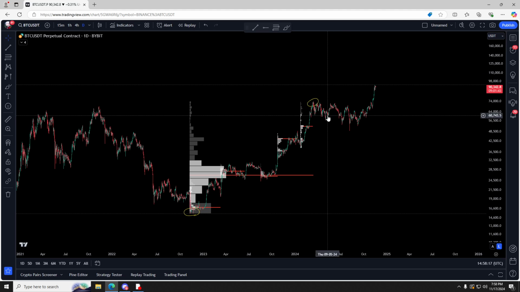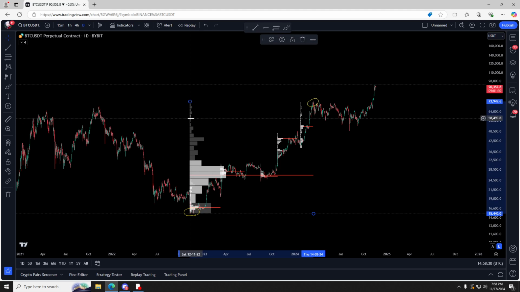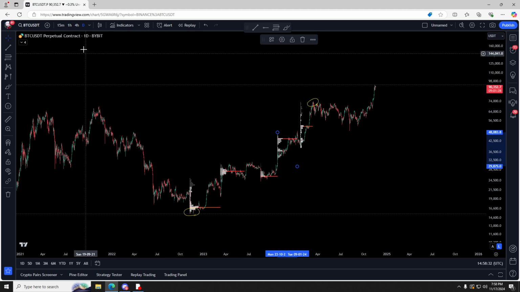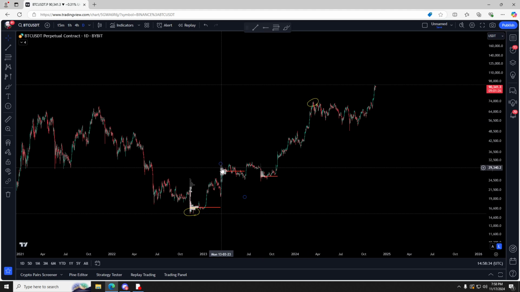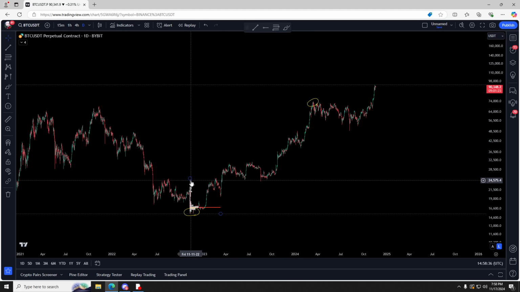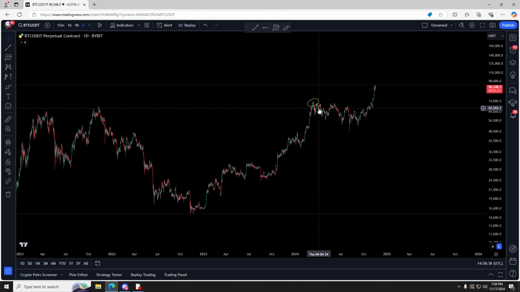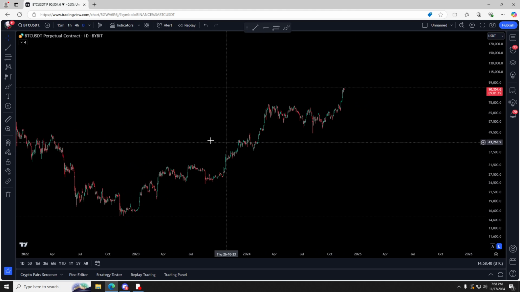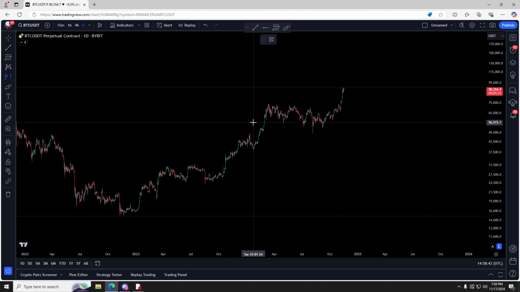Okay, same case for the trends. Inside the ranges, I can draw a volume profile from here to here for this range, from here to here for this range, from here to here for this range, or a summarized version for the range altogether. It just depends on what time frame you're trading at. I'm currently on the daily. Let's draw this one.